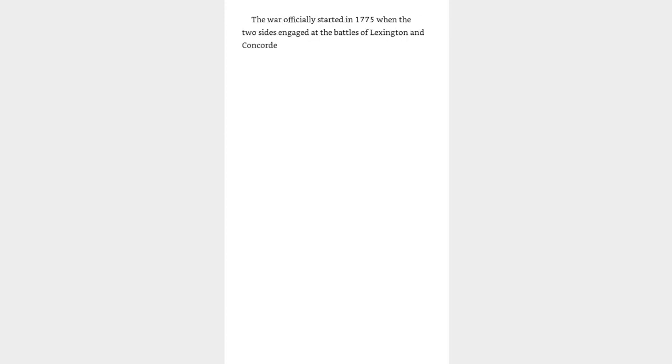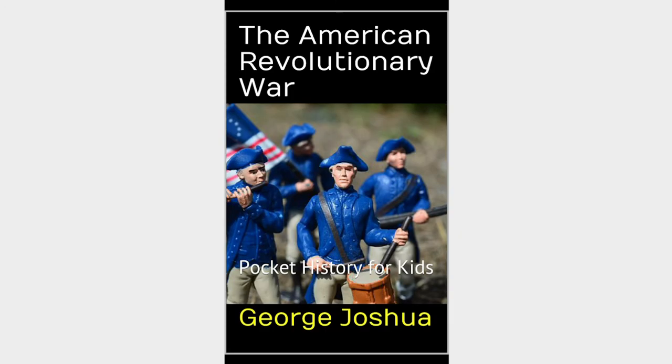War. The war officially started in 1775 when the two sides engaged at the Battle of Lexington and Concord. So that was the first two chapters of the American Revolutionary War by George Joshua. I hope you enjoyed this, and I hope to see you in my next video about the American Revolutionary War, Battles of Lexington and Concord.